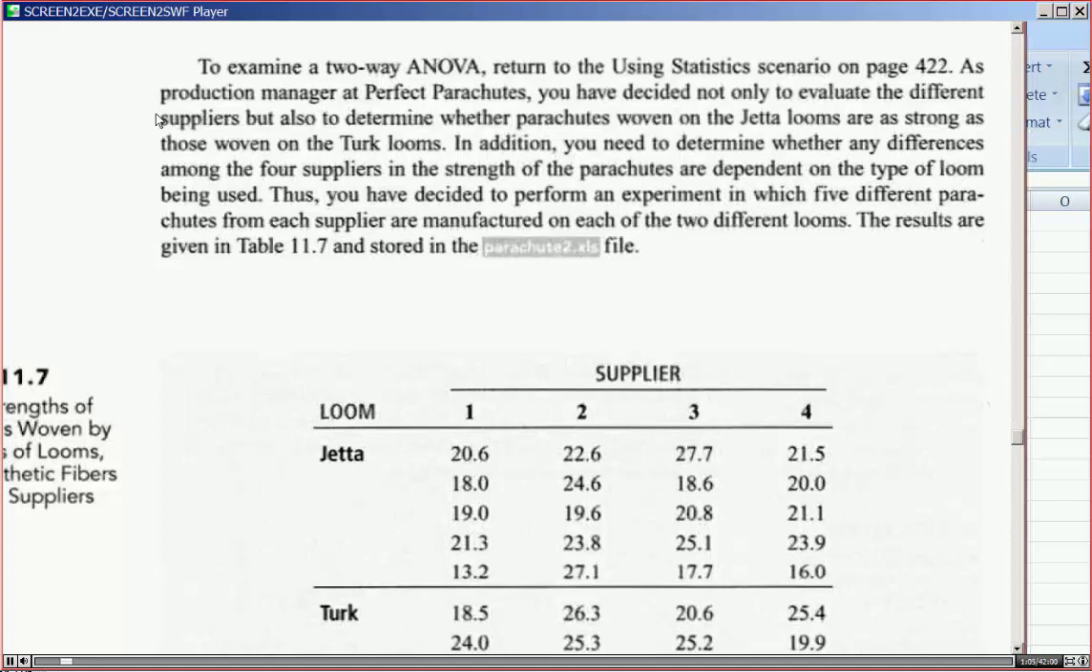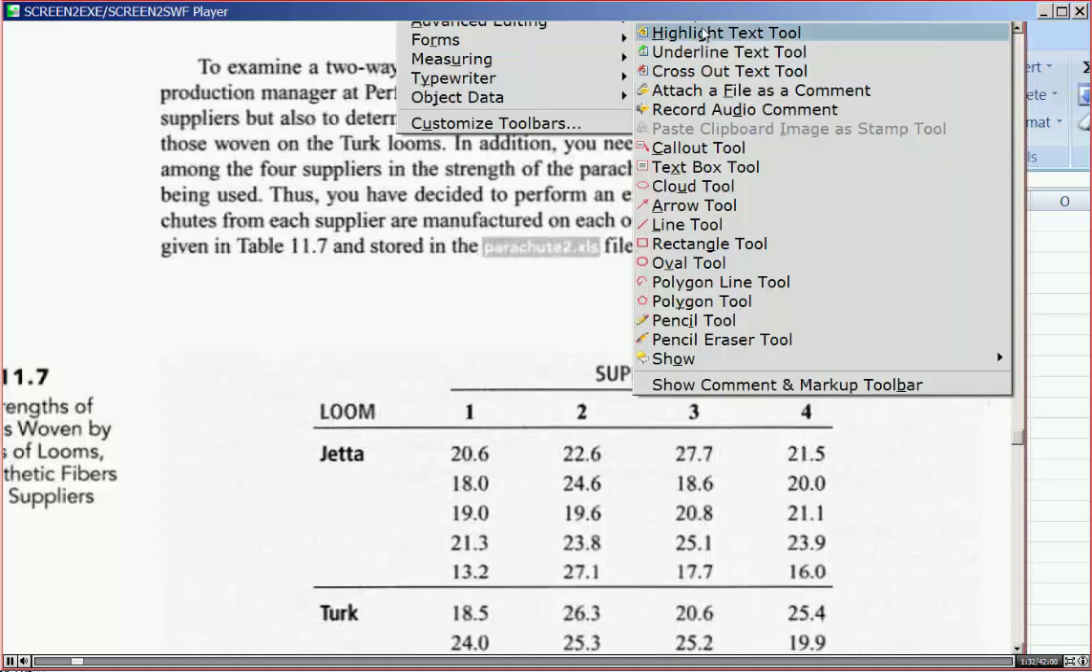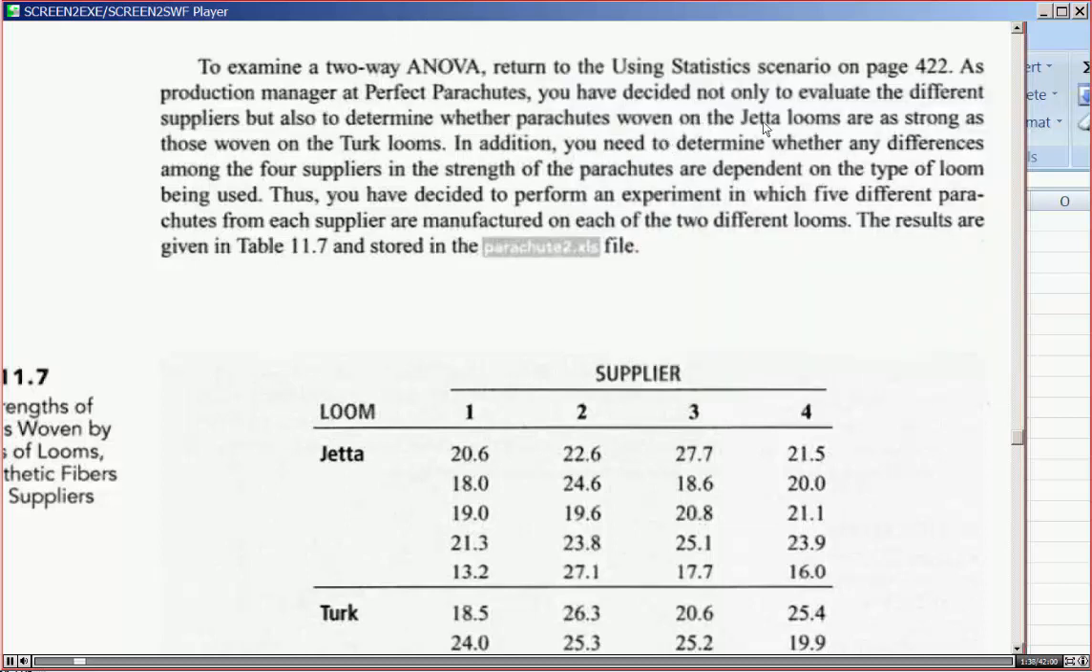That's with one factor. One factor had 4 levels. That's how it was randomized. They were not tied to anything. That was one-way ANOVA. So not only evaluate different suppliers, but also determine whether parachutes woven on the Jetta looms are as strong as those woven on the Turk looms. And as usual, they don't tell you in a clear language that we are going to look at the same experiment, which was now performed clearly on 2 different looms.